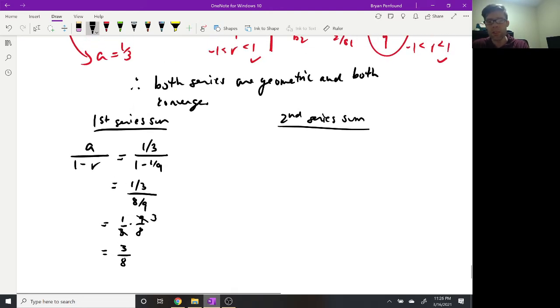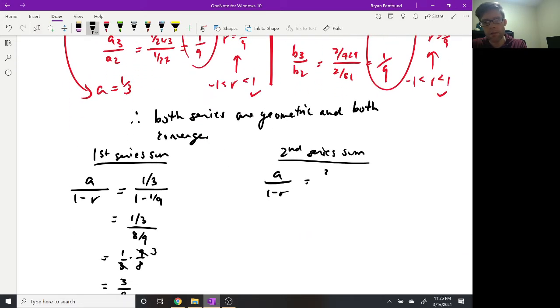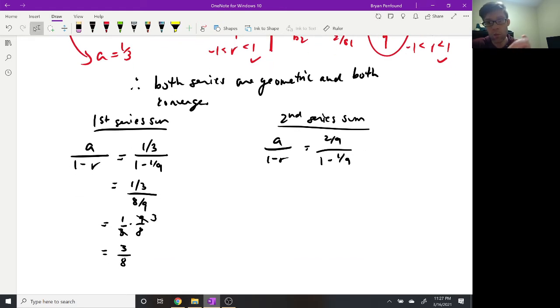Okay, and then we'll use the same formula on the second series, so a over 1 minus r. Over here we said a was 2/9. That was the first term in the sequence, and we found a common ratio that was similar. The common ratio here is 1/9 as well. So this gives 2/9 over 8/9.